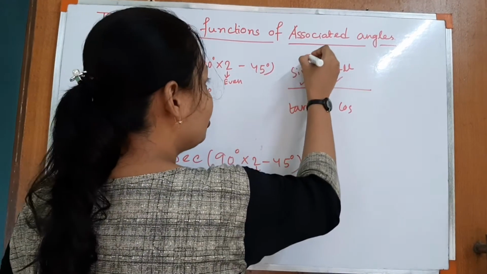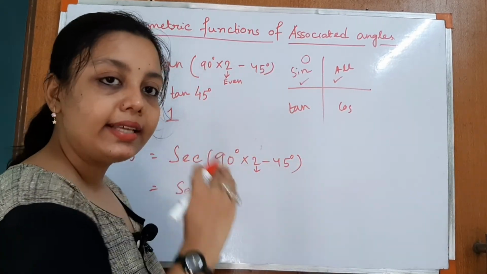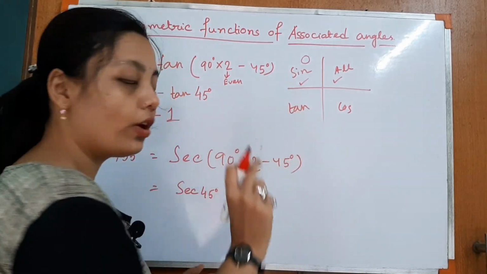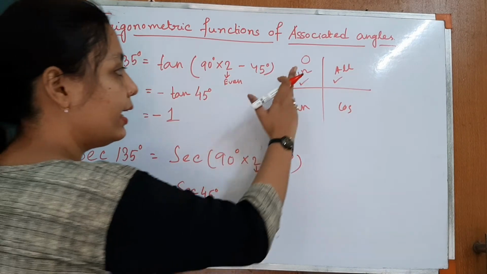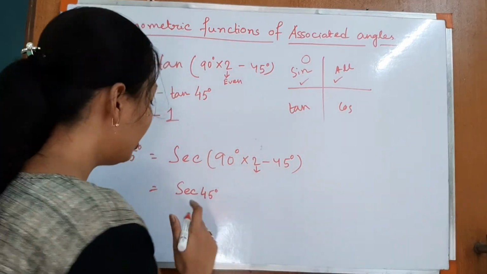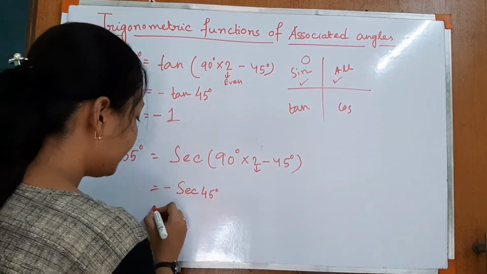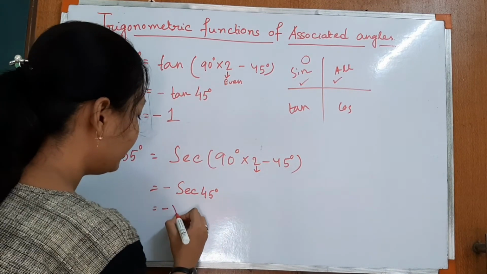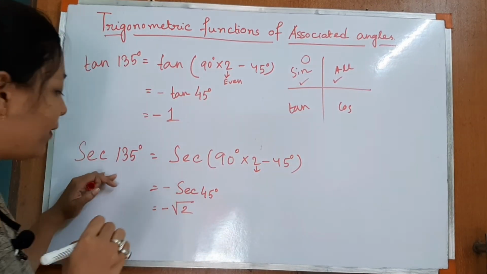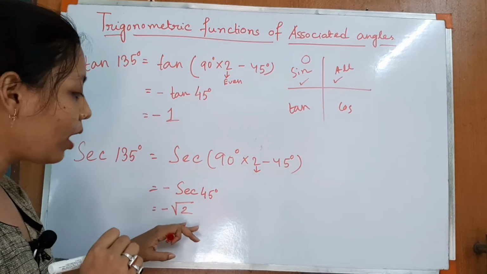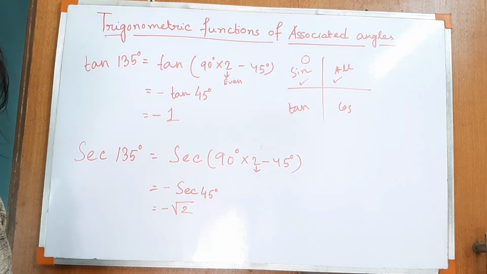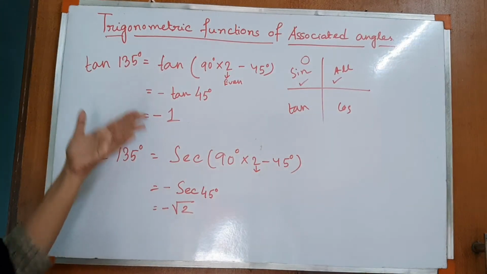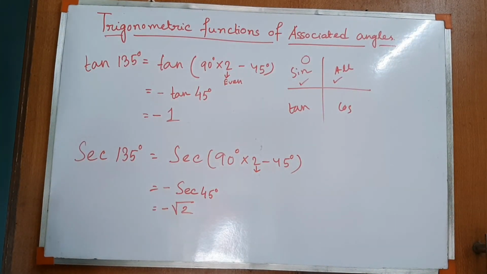So here our position is fixed in the second quadrant, and in the second quadrant sine and cosec contain a positive sign, but here we have to find the value of sec, and in the second quadrant sec contains a negative sign, so we take a negative sign, and the value of sec 45 degree is √2, so the value of sec 135 degree is also -√2, okay. Please note down this portion.